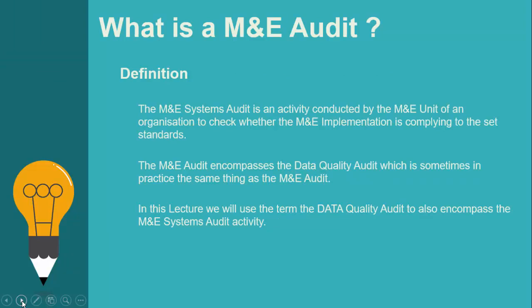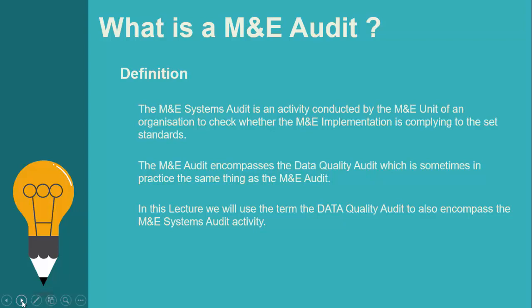Okay, so what is an M&E audit? Well, the M&E Systems Audit is conducted by the M&E unit. It is done to check whether the implementation of monitoring and evaluation is actually complying to the set standards.